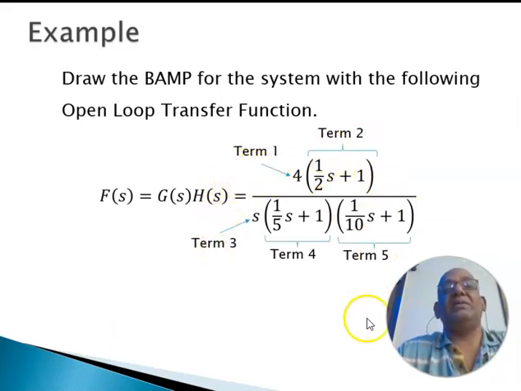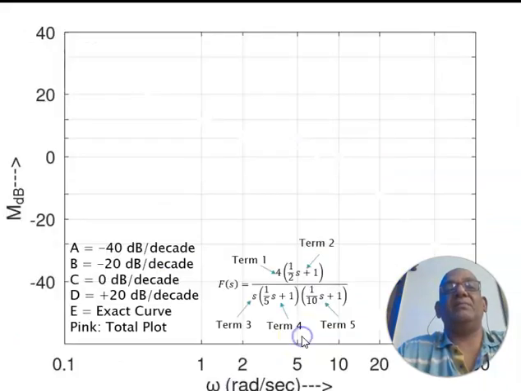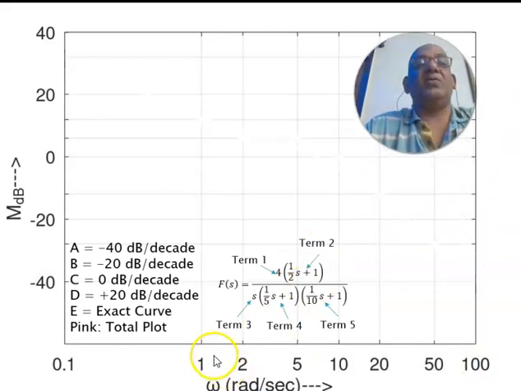So I've indicated the terms here. On the graph sheet, in some corner, neatly indicate term 1, term 2, term 3, term 4, and term 5. This legend will gradually build up as we are drawing the Bode plot. We'll try to draw the Bode plot term by term.